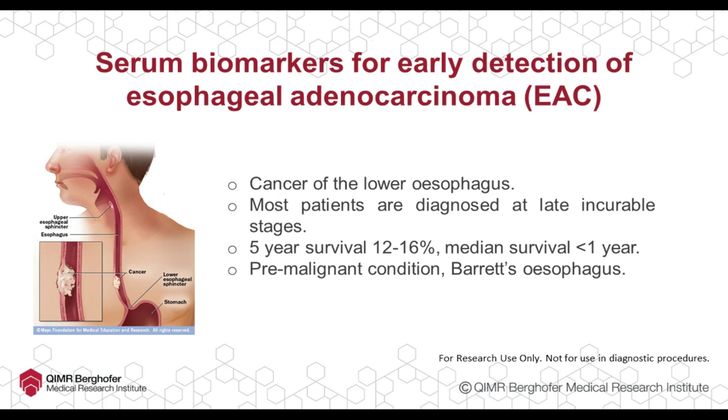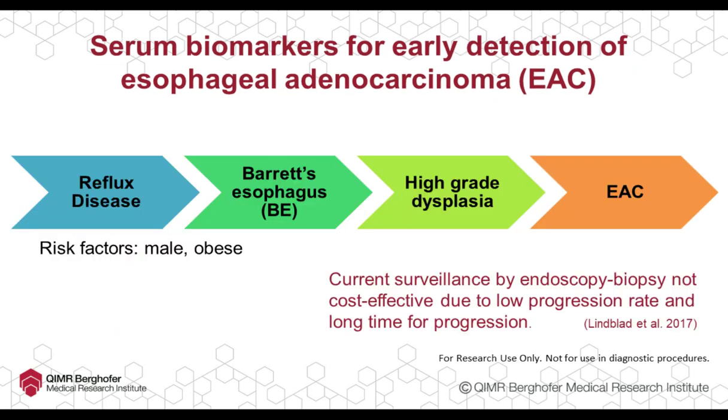There is a recognized pre-malignant condition called Barrett's esophagus, and the disease progression then usually occurs through Barrett's esophagus to high-grade dysplasia, which is the intermediate stage, and then progressing to esophageal adenocarcinoma. The whole procedure can be up to 10 years. There are also recognized risk factors, including reflux disease, and males, also obesity, are strong risk factors for this disease.